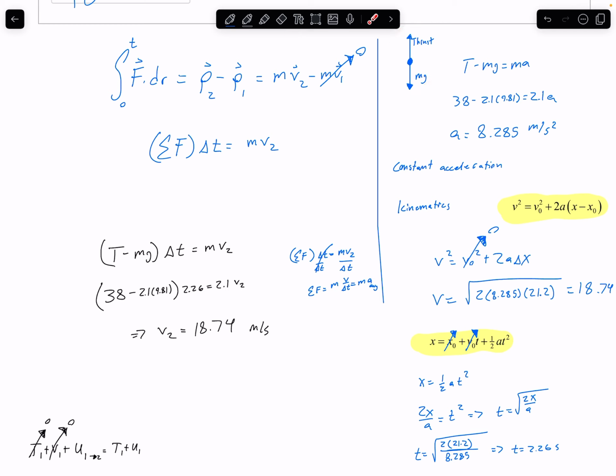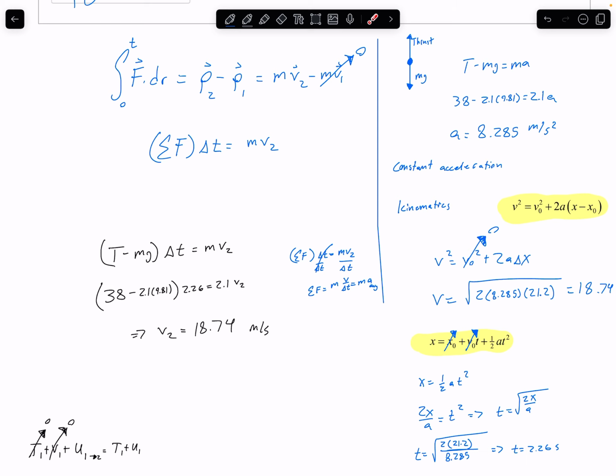We have our force of thrust going up, weight going down, and so we get T minus mg, because we don't have any air resistance, and T minus mg is equal to ma, and that allows us to find the acceleration while all those forces are at play, and our acceleration is equal to 8.285.